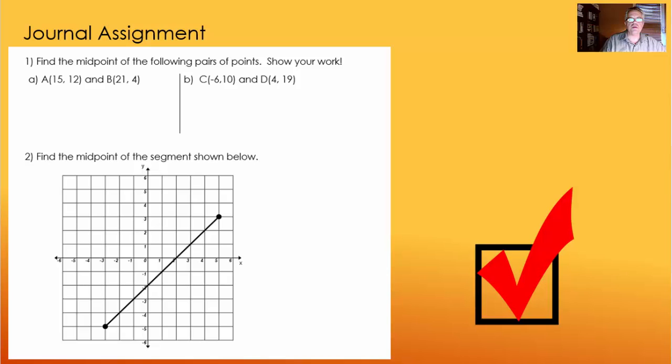All right, so here's your journal assignment. Label the assignment as video 1B, so when I look in your journal, I can tell which assignment it is. And we've got 3 short problems here. Find the midpoint of these two points. And part B, you've got two different points to find the midpoint of. And just like the last example I did, find the coordinates of this line segment and use the midpoint formula again. All right, I think you got it.